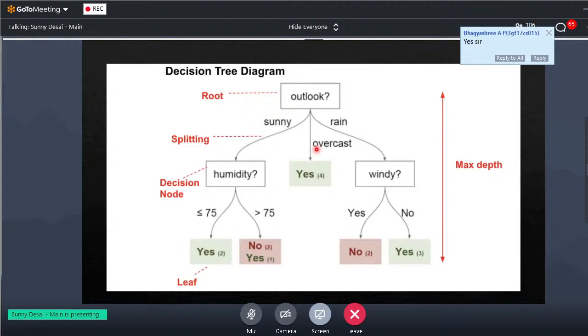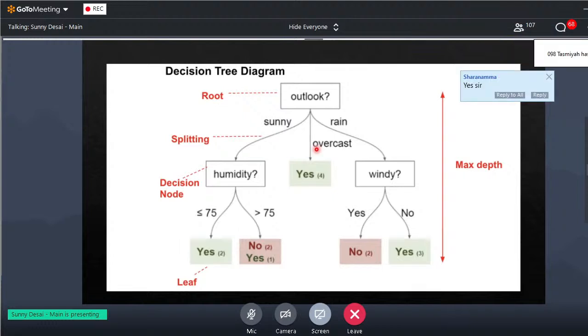Okay, very good. Now, an important question: why is the first root node, or the first variable which is selected, the weather and not humidity or windy? If you all remember, yesterday we discussed a concept known as entropy. Do you all remember entropy? We discussed entropy yesterday. Do you remember?